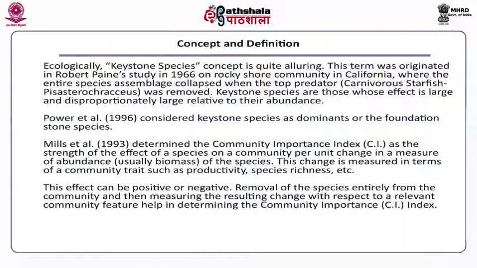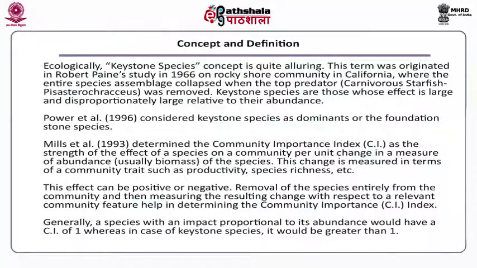Removal of the species entirely from the community and then measuring the resulting change with respect to a relevant community feature helps in determining the community importance index. Generally, a species with an impact proportional to its abundance would have a community importance index of 1, whereas in case of keystone species it would be greater than 1.